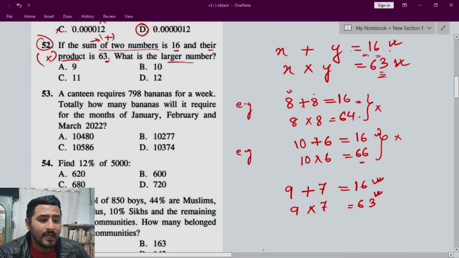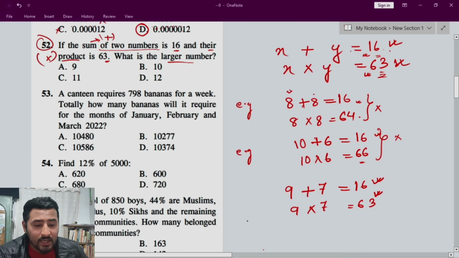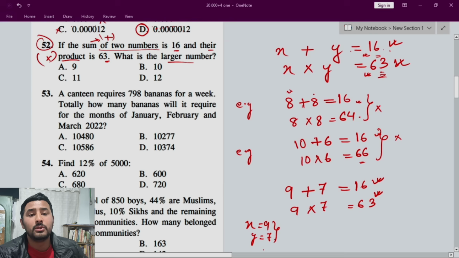Well, we need 16 and 63. So the correct answer will be which one? For example, if you have taken x as 9, y as 7, so we are getting these two numbers which make 16 and 63. What we need is the larger number. So out of these two, which one is the largest number? It is 9. So the answer will be 9. Option number A. For question number 52, the answer will be option number A. I hope you have understood.